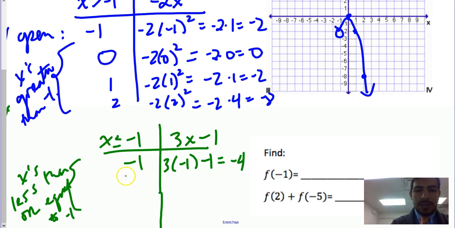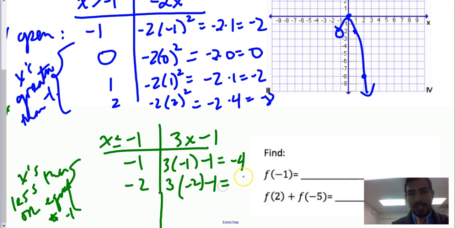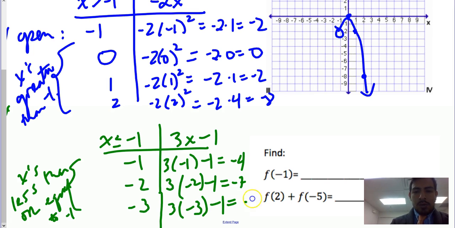Let's do a number less than negative 1, negative 2. So 3 times parentheses negative 2 minus 1. It's going to be a negative 6 minus 1. That's a negative 7. Let's do another one, negative 3. One common question is, how long do you keep this going for? And I'd say until you run out of space on the graph. So let's start plotting these.